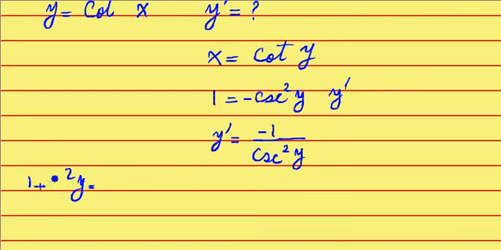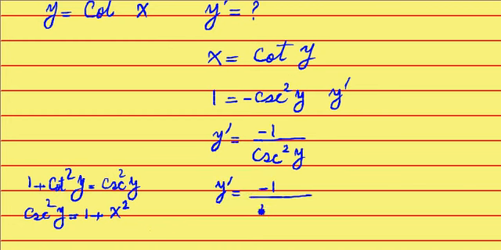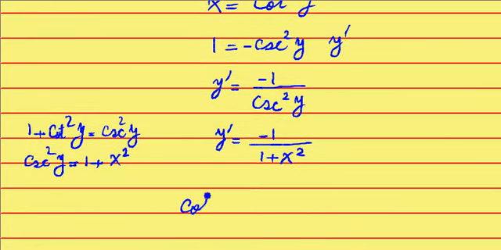1 plus cotangent square of an angle is equal to cosecant square of that angle. So cosecant square of y is equal to 1 plus cotangent squared of y, which was equal to x. So I just put x squared here, and I'll be done with y prime is equal to minus 1 over 1 plus x squared. So what we have here is that the derivative of cotangent inverse of x is equal to minus 1 over 1 plus x squared.